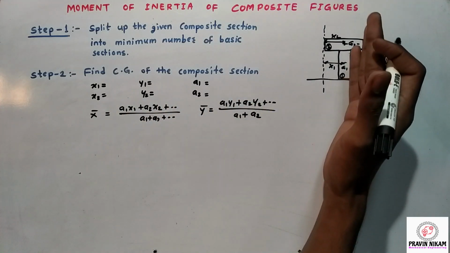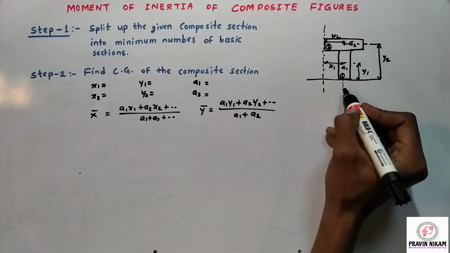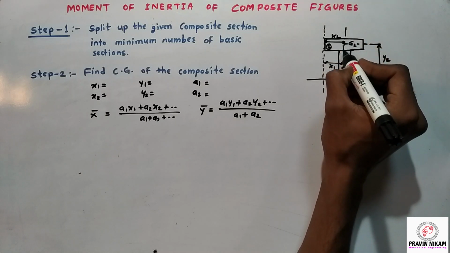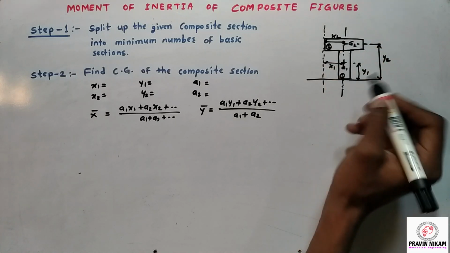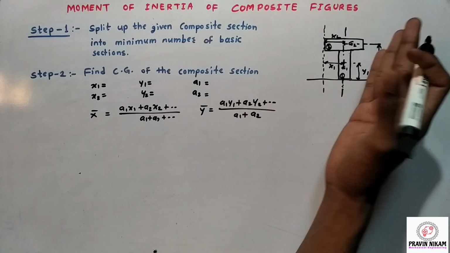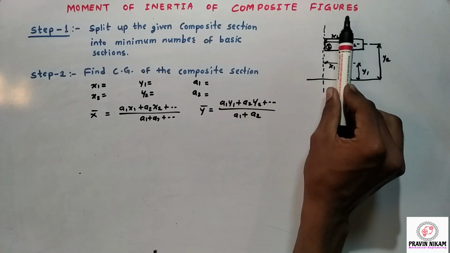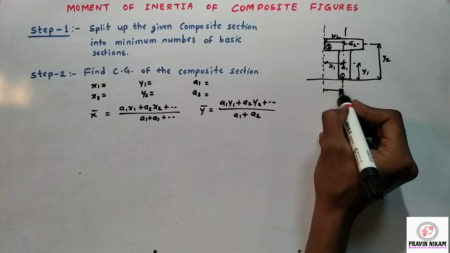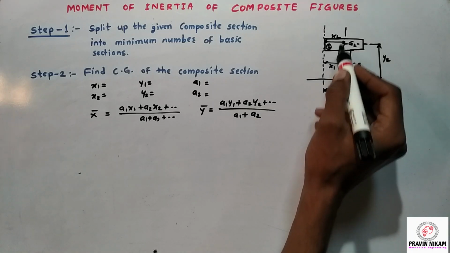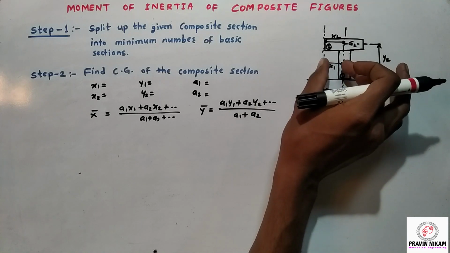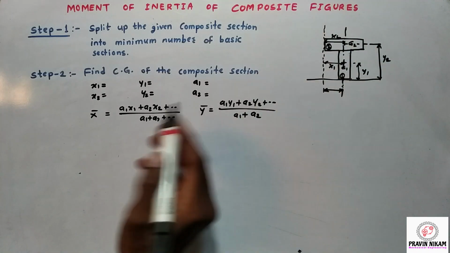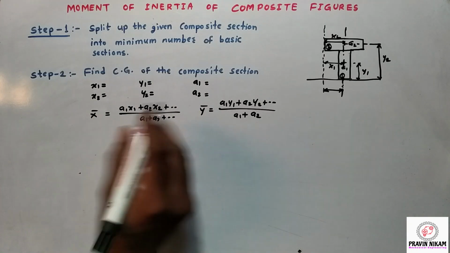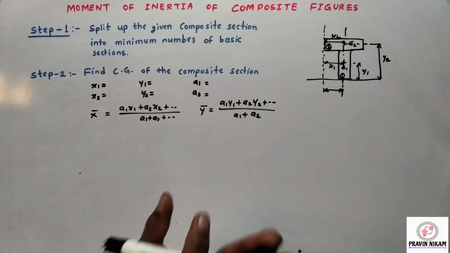Now, in symmetrical sections, if the section is symmetrical about the centroidal x-axis, as this T section is, meaning half here, half here, then x bar is nothing but half. If x1 and x2 are the same, so x1 is equal to x2, then x bar is also equal to x1 equal to x2. And y bar you can find from this formula.